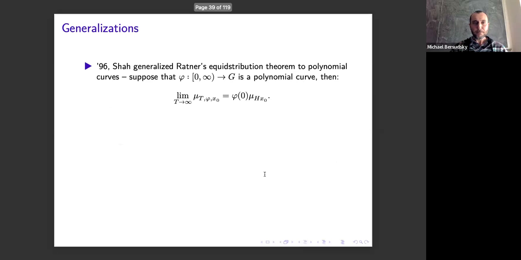Now, some generalizations of that theorem. The first one I would like to mention is Nimish's from '96. He considered the more general case. He took curves which are polynomial, namely, not necessarily a subgroup or anything, just matrices with polynomial entries. He also had a higher dimensional analog there.